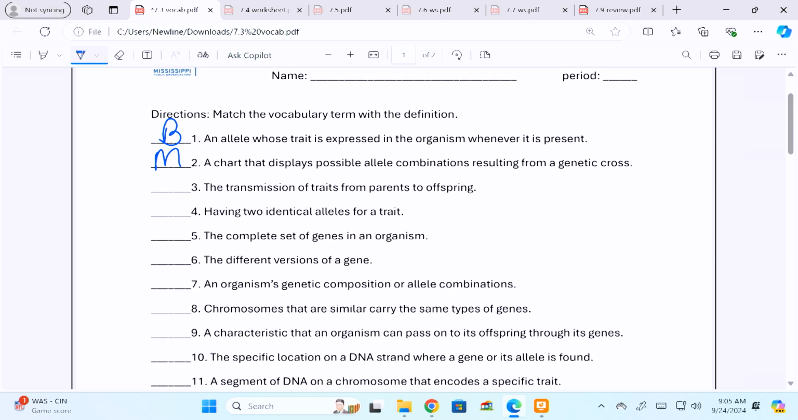Number 3 says the transmission of traits from parent to offspring. What do we think this one could be? I'm going to go with letter G. This is heredity.